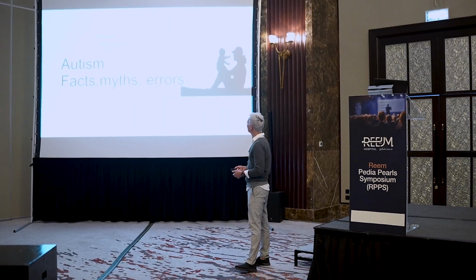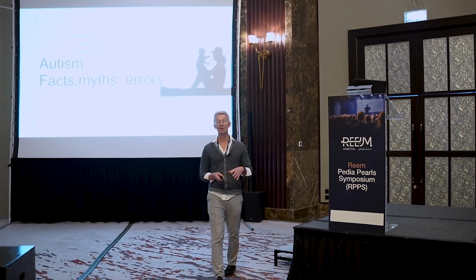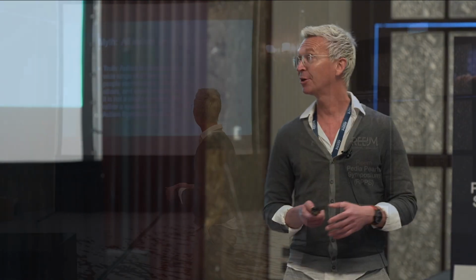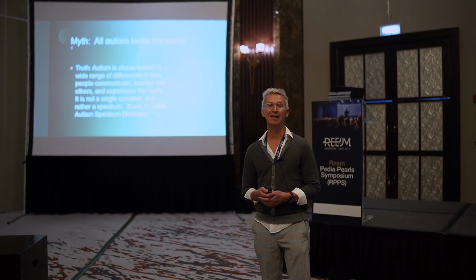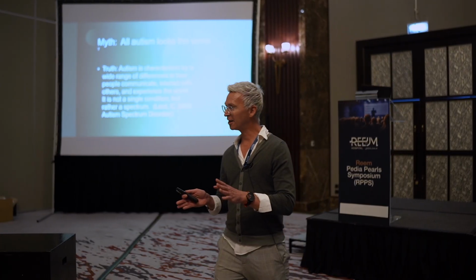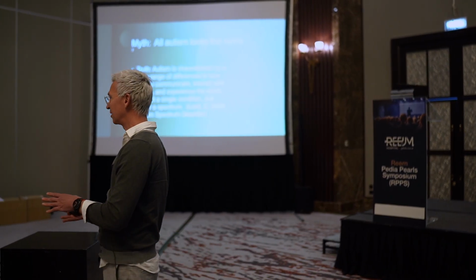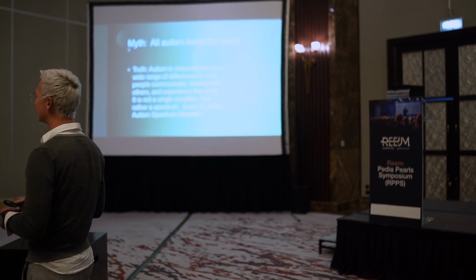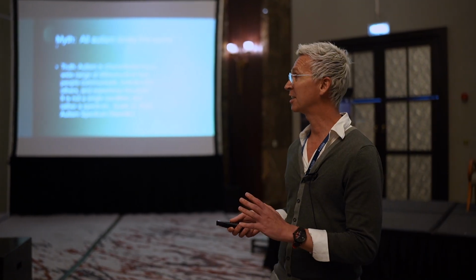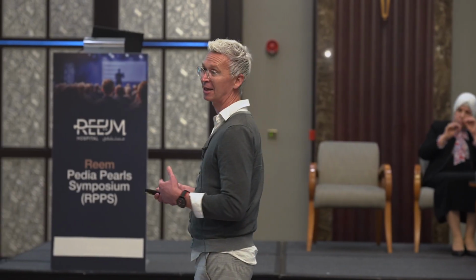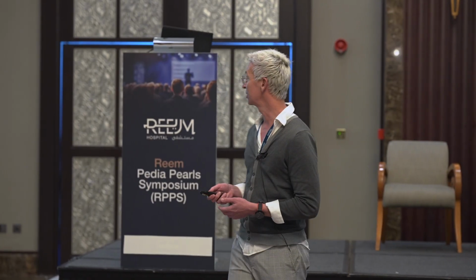So today I'll be speaking about autism, facts, myths, and errors in diagnosis. So one of the myths is that all autism looks the same. If you see one child with autism, you know another child. But the truth is that there's so many differences when it comes to autism. And that is why sometimes we make a mistake in diagnosing autism.